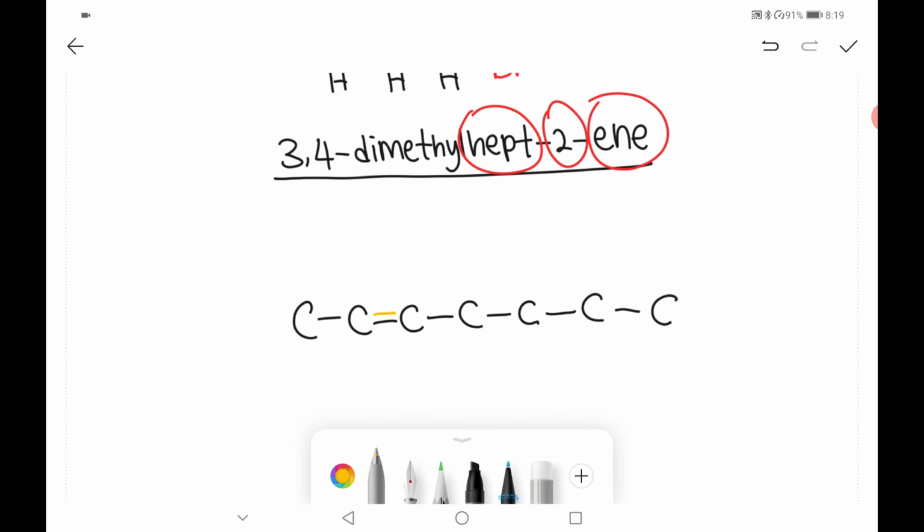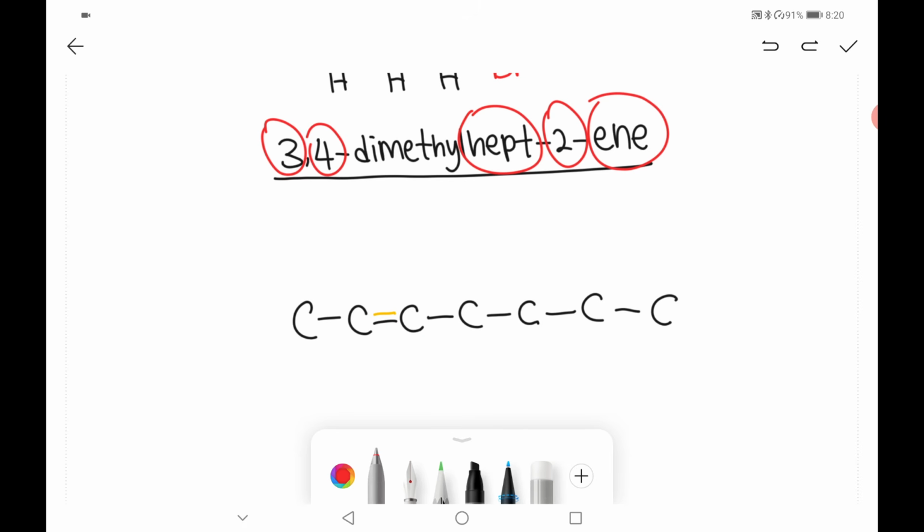Alright, next I need to check whether there are any branches or not. As I can see, there are 2 digits in front here, which means I have 2 branches. So where are the branches? Carbon number 3 and carbon number 4. Let's count: carbon number 3 is 1, 2, 3, and there is a branch.